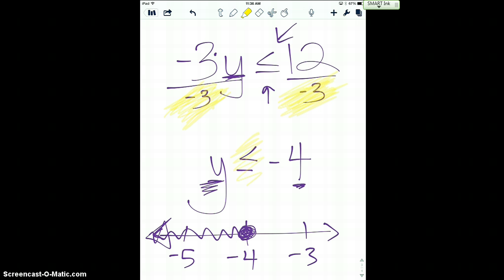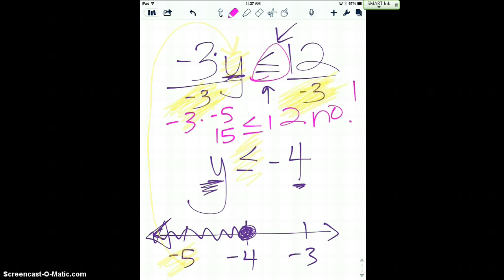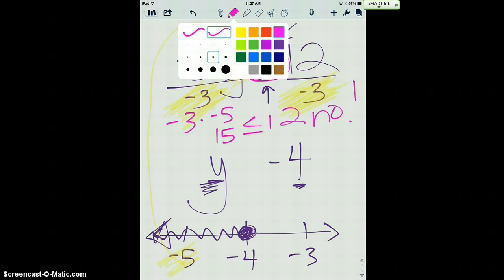But if I check my work and I plug in at least 2 things to make sure we're good, and I plug it into the original, and I plug in -5 here, -3 times -5 would be 15. And is 15 less than or equal to 12? No. So the values that I pick are not true, meaning that I'm going to have to flip this inequality around to keep it true.